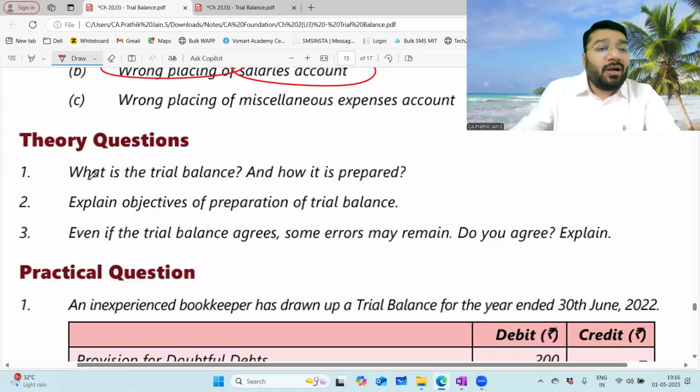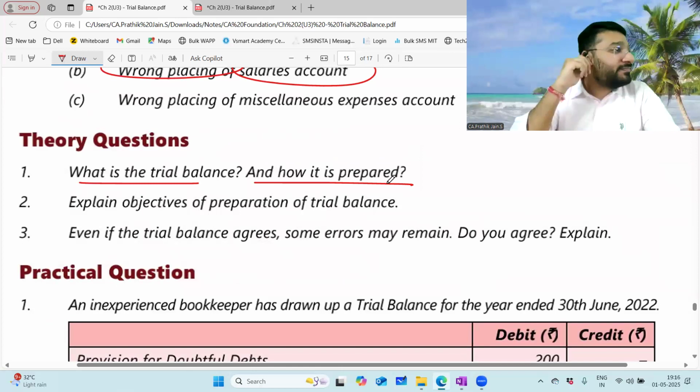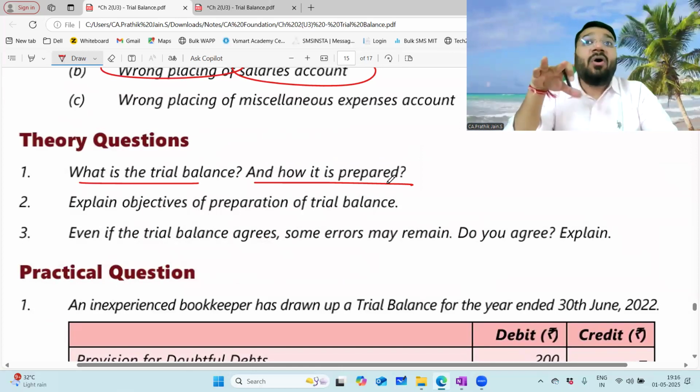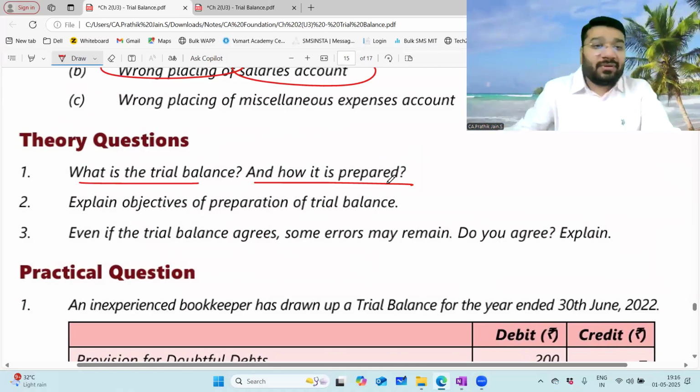Theory question. What is trial balance and how is it prepared? 4 marks. A person who does not study will answer it, but will write all nonsense. Whatever you feel like writing will come. That is not allowed.